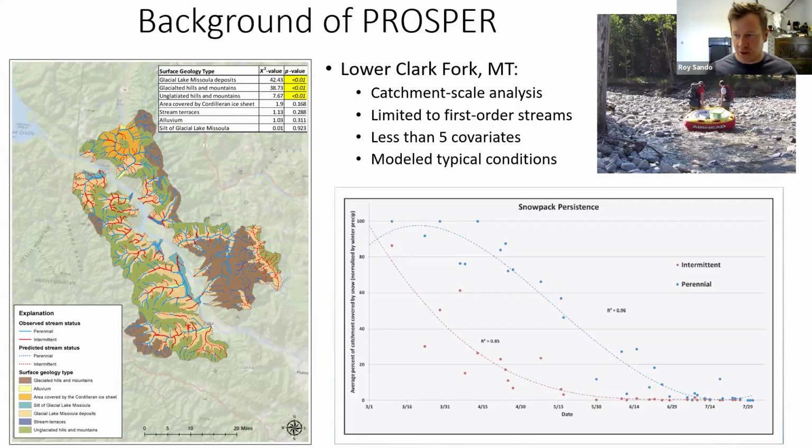So we launched a study in the Lower Clark Fork to come up with a predictive map of where these streams dry up in a given year. The thing about this study was it was catchment scale. We limited it to first order streams to reduce the complexity. We only included about 5 covariates, and we modeled typical conditions, so it was an average over these years. Some things that popped out were local geology.